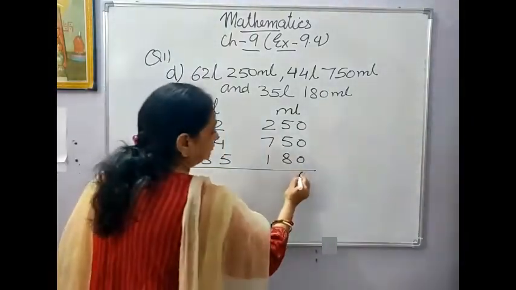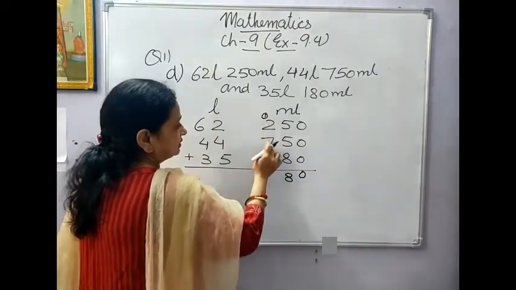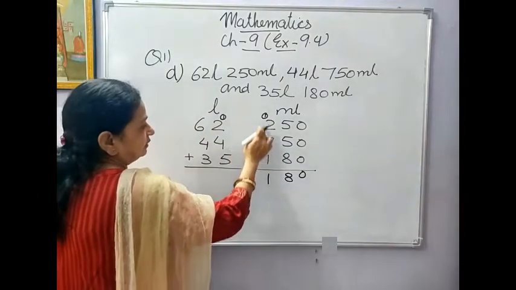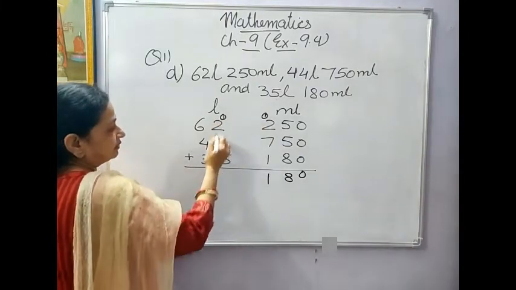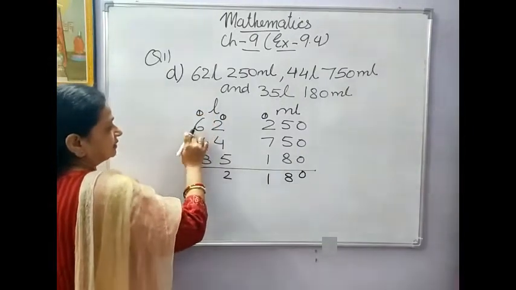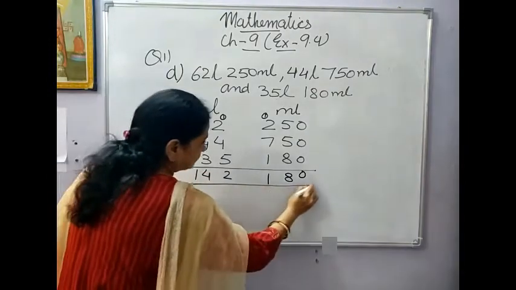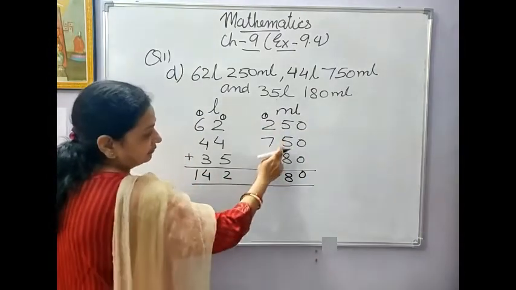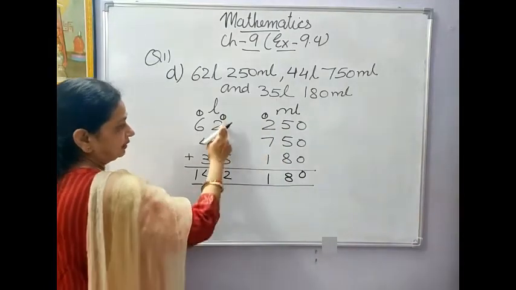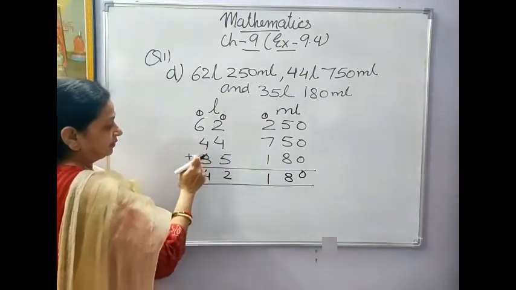Now add it: 0, 5 and 5, 10 and 8, 18, 1 carry. 2 and 1, 3, 3 and 7, 10 and 1, 11, 1 carry. 2 and 1, 3 and 4, 7, 7 and 5, 12, 7, and 4 is 40. Check it once again: 0, 5 and 5, 10 and 8, 18, 1 carry, 2 and 1, 3, 3 and 7, 10 and 1, 11, 1 carry, 2 and 1, 3 and 4, 7, 7, 5, 12, 7, 40.